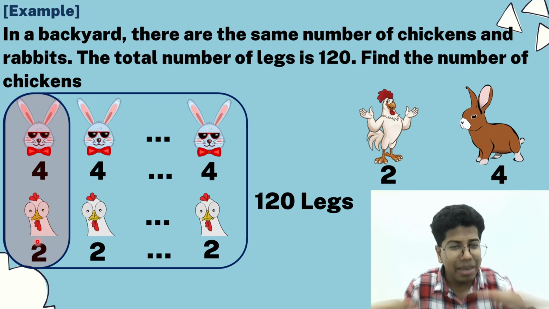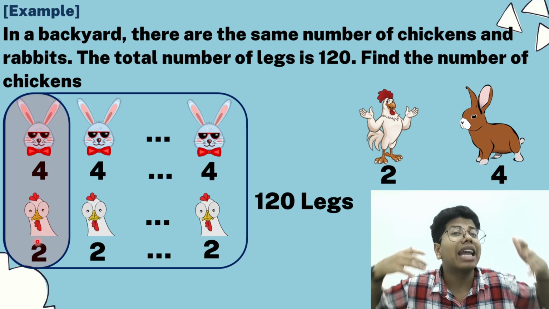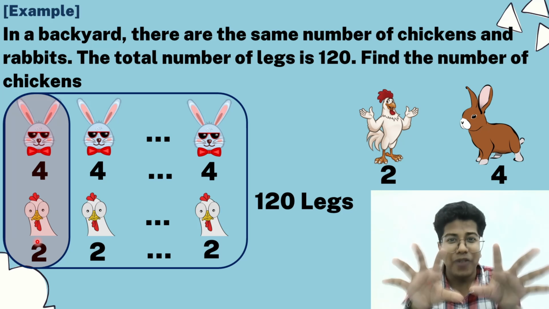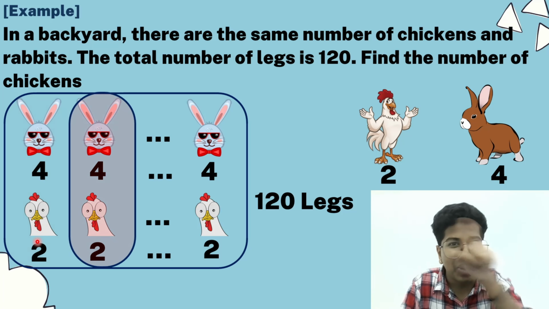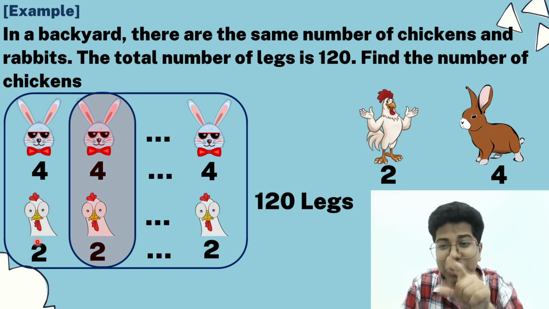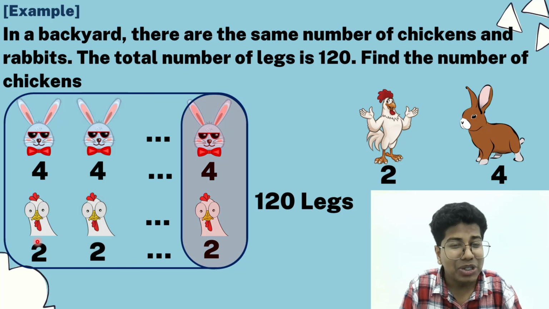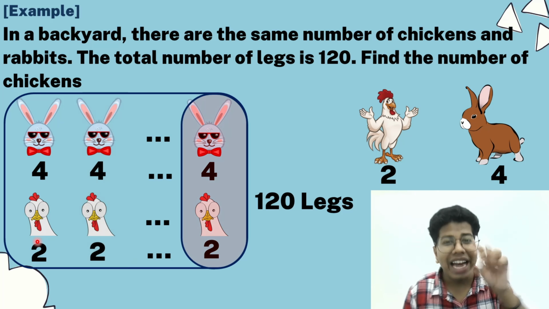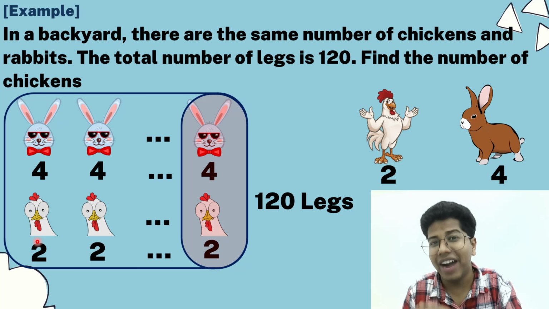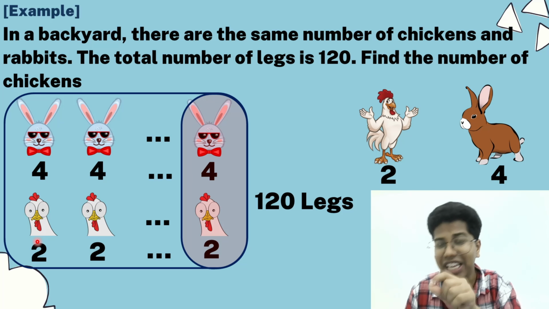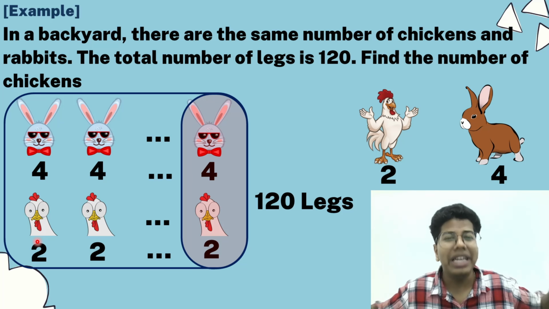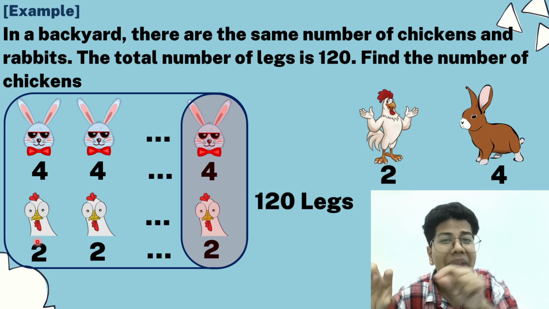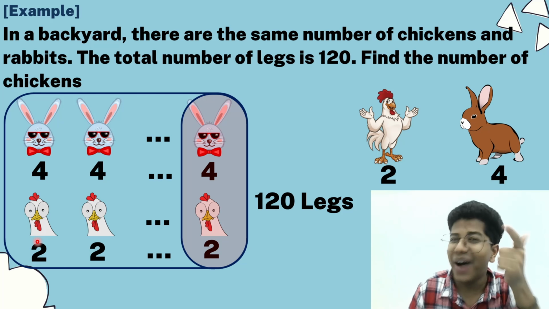So since there's the same number of chickens and rabbits, I can put all the chickens on top of all the rabbits. And if we count for each of these groups that I have made, each group has just 6. So when I club them together, we find the total number of legs for each group is 6, 6, 6. So in this 120, I have to find out how many 6s there are, and how to find this out.